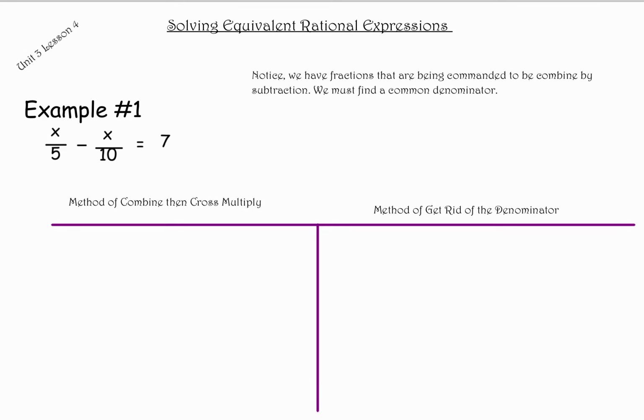Okay, so Unit 3, Lesson 4 involves solving equivalent rational expressions. What does that mean? To translate it into terms you like, equivalent means equal, and rational expressions mean fractions. So we are going to be solving equations that contain fractions, much like example 1 here.